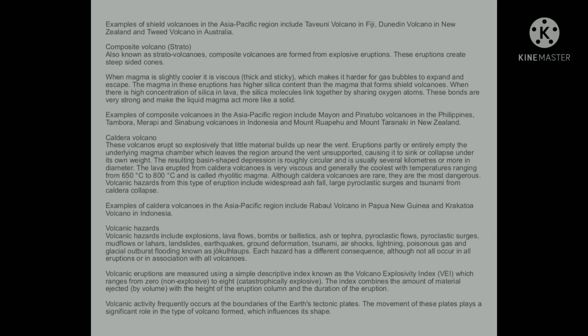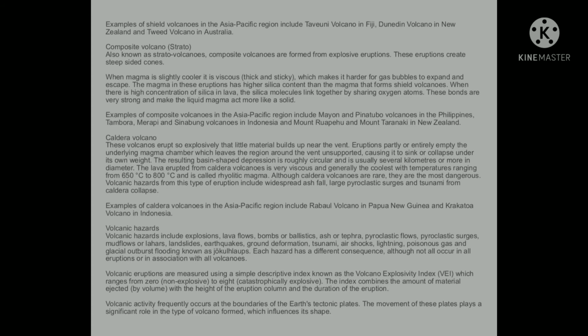This type of magma reaches temperatures between 800 degrees Celsius and 1200 degrees Celsius and is called basaltic magma. Examples of shield volcanoes in the Asia-Pacific region include the Uyuni volcano in Fiji, Dunedin volcano in New Zealand, and Tweed volcano in Australia. Composite volcanoes, also known as stratovolcanoes, are formed from explosive eruptions.